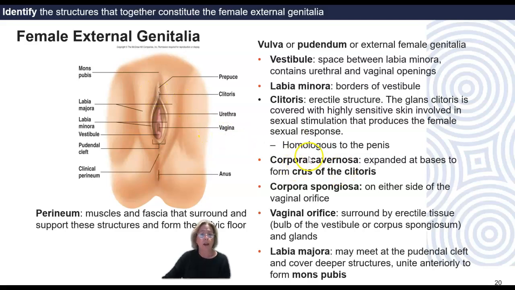It contains erectile tissue, so corpora cavernosa that is expanded at the base to form the crus of the clitoris, and also corpora spongiosa on either side then of the vaginal orifice. The vaginal orifice itself is surrounded by erectile tissue, so the bulb of the vestibule or the corpus spongiosum, and also glands. And the labia majora may meet at the pudendal cleft and cover deeper structures, and they unite anteriorly then to form the mons pubis.